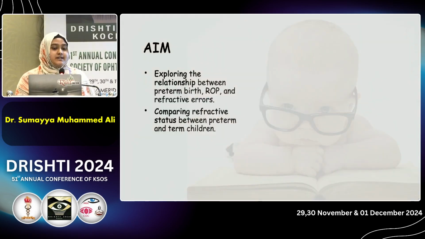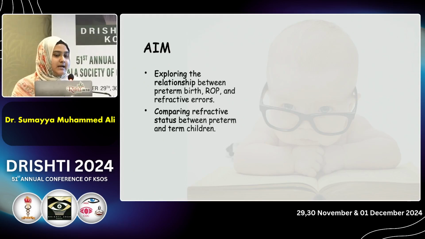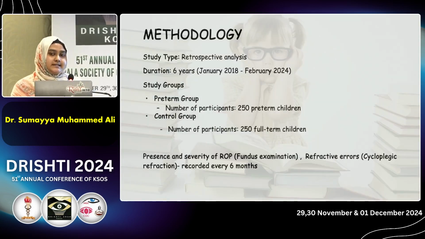In our study, we are exploring the relationship between preterm birth, ROP and refractive errors, comparing the refractive status between preterm and term children. We conducted a retrospective analysis of 500 children, that is 250 preterm and 250 term, over a period of 6 years at our institute. We assessed the presence and severity of ROP by fundus examination, and we evaluated the refractive errors by cycloplegic refraction, and we recorded the findings every 6 months.